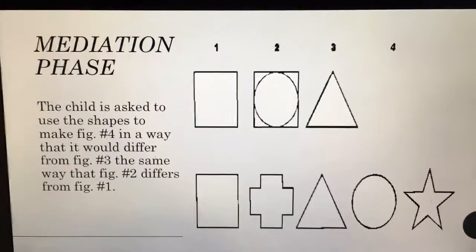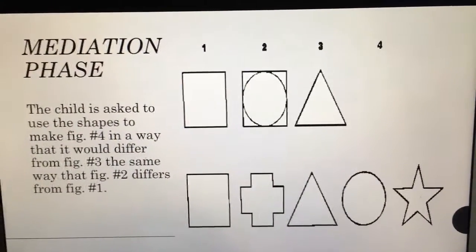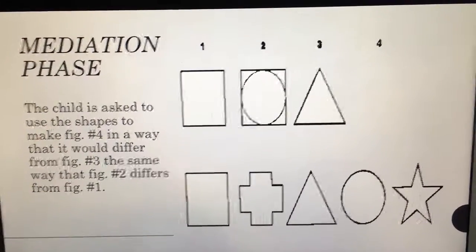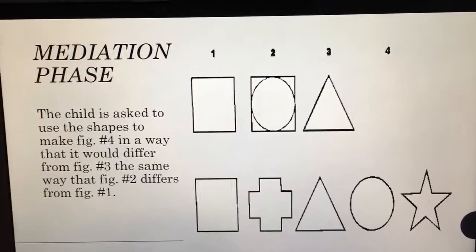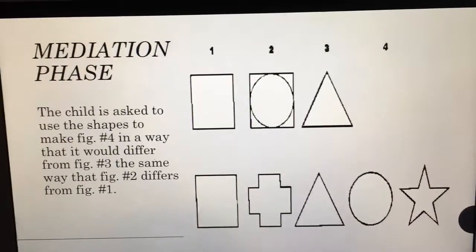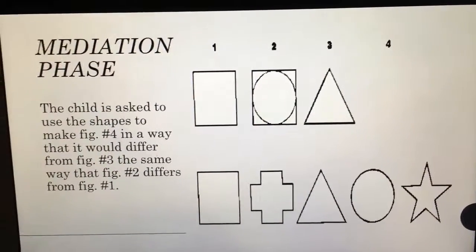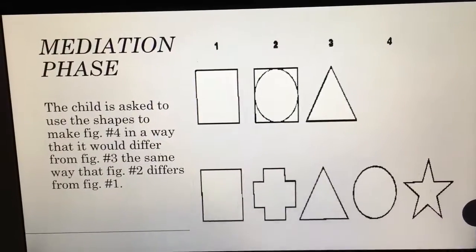What is the first shape? We have a square. The second piece is a square with a circle on top of it. You can see under the number 2. Let's call this a square with a circle. Our third piece, under number 3, is a triangle.